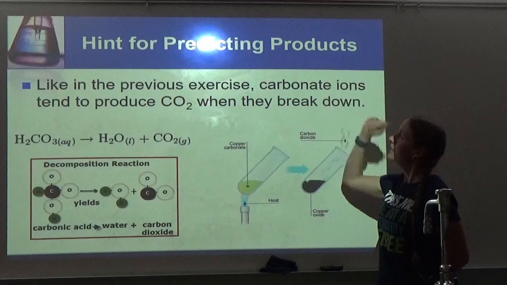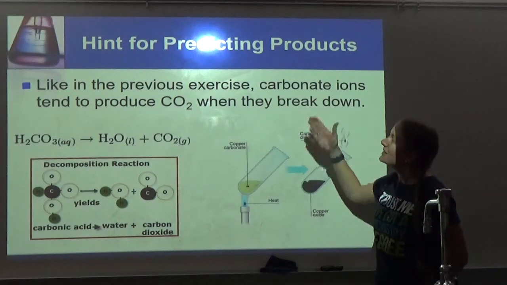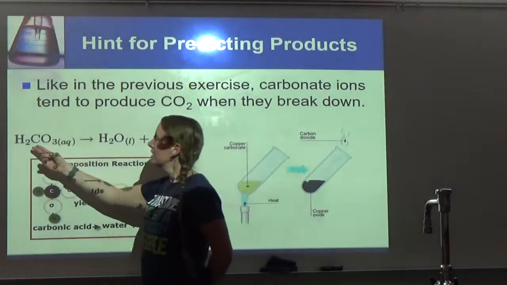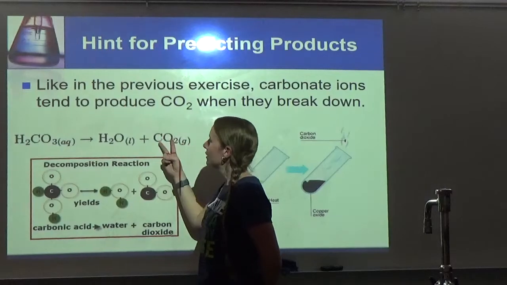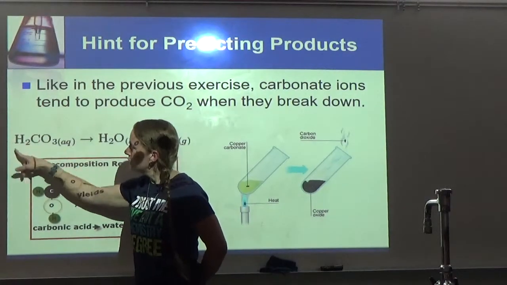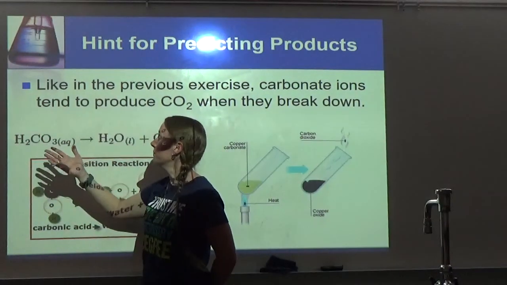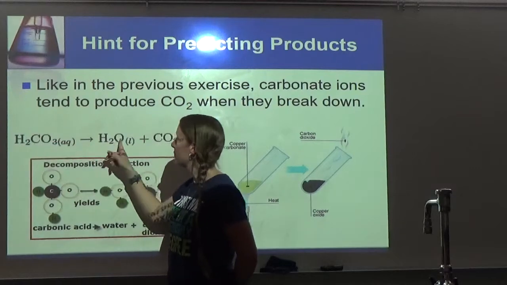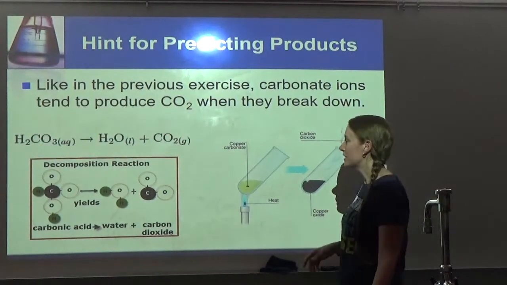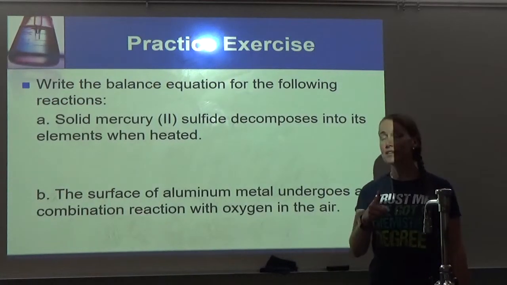All right, so hints for predicting products. Like in the previous exercise, carbonate ions tend to produce carbon dioxide when they break down. So if you have something with a carbonate, like I said, you're going to get carbon dioxide. Whatever's bonded to the carbonate, which a lot of times will be a metal, it doesn't have to be, here it's hydrogen, will remain bonded to one of the oxygens, and then the other two oxygens will bond to carbon to make a carbon dioxide molecule. All right, so make sure you're trying these on your own.